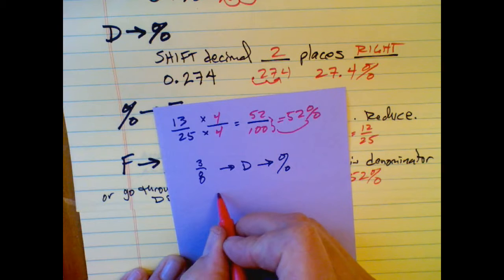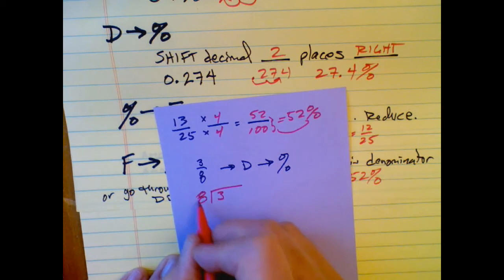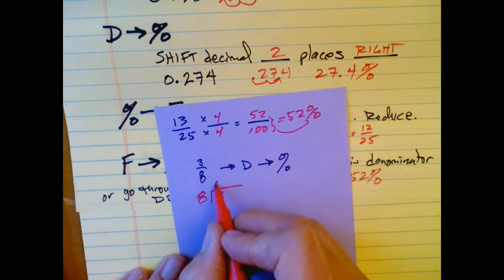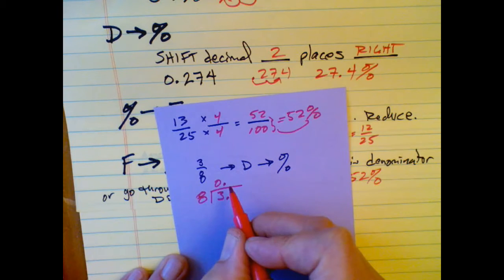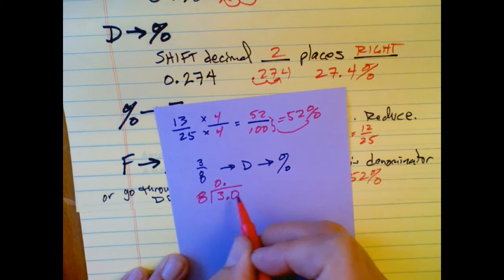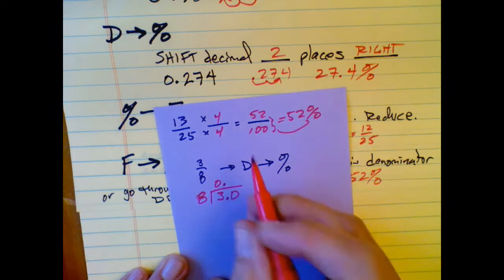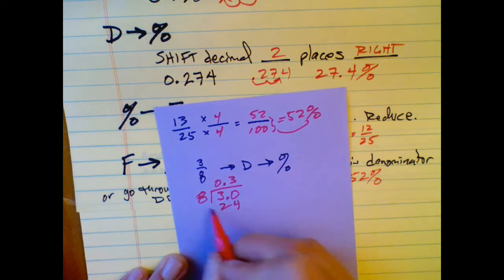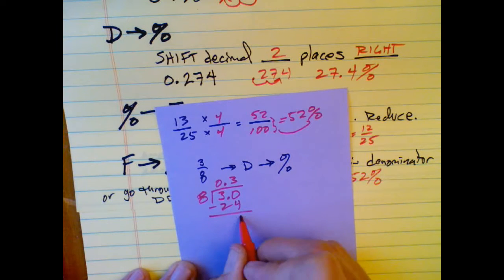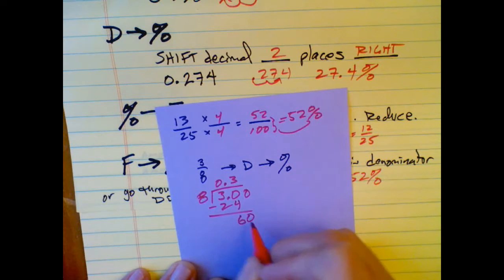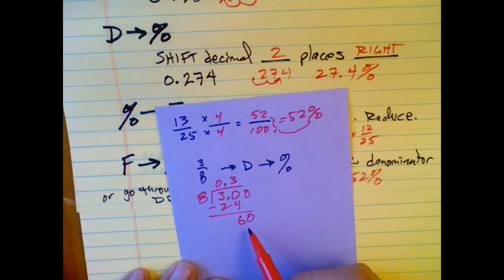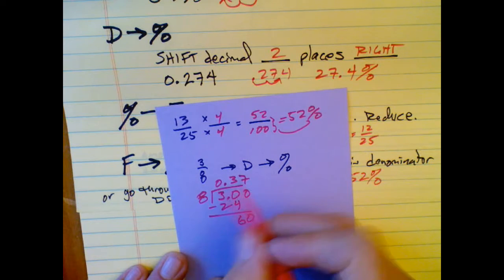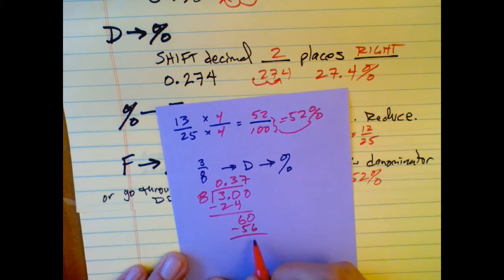So if I do 3 divided by 8, how many 8s can I get out of 3? 0. Put down a decimal, bring it up. Add a 0. How many 8s can I get out of 30? I can get 3. 3 times 8 is 24. 30 minus 24 is 6. I can add another 0 and bring it down. How many 8s do I get out of 60? Well, I get 7. 7 times 8 is 56.